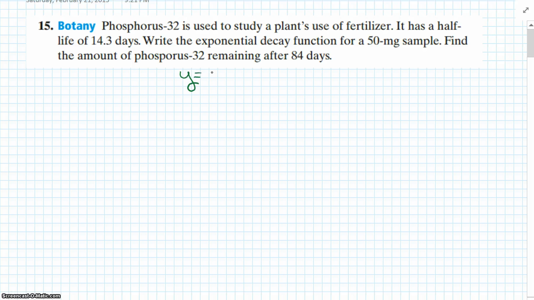So we know y equals a b to the x. So y equals a. Our sample size was 50. B, well, it's a half-life, so our rate of decay, or our decay factor, is 1/2. Okay, now it says the half-life is 14.3, so remember, that's going to be the denominator, and the numerator is going to be how many days they want us to evaluate it for. So 84 days.